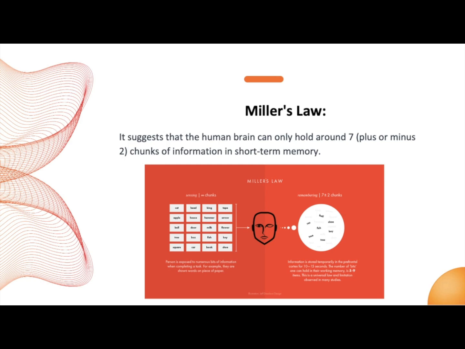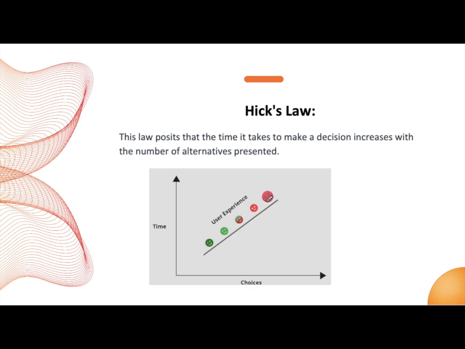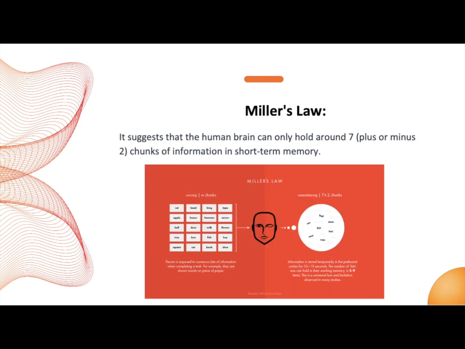These laws are somehow interrelated, but Hick's law is related to the time perspective, how much time the user can take, and Miller's law is related to the memory perspective, how many options or categories a user can keep in his or her mind at one time in short-term memory.